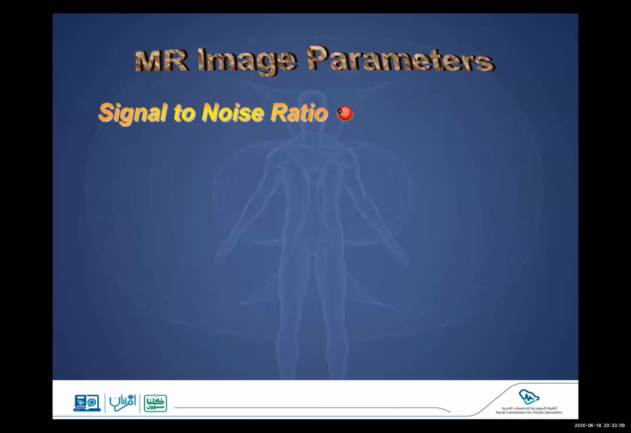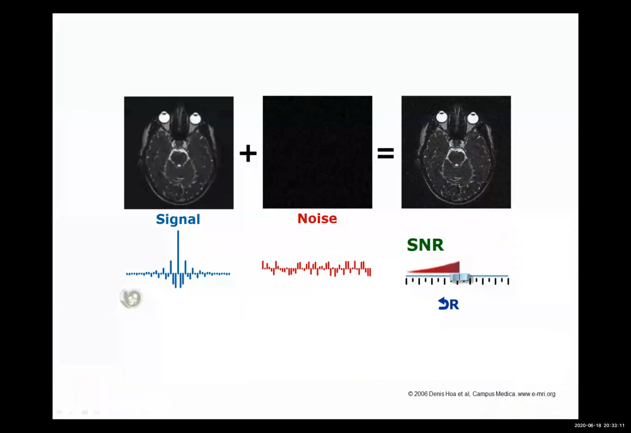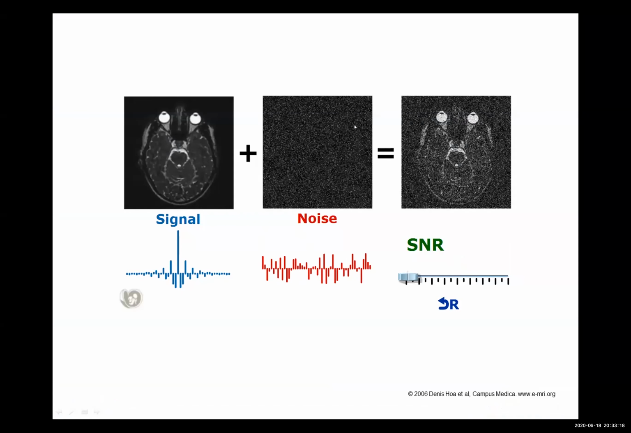So let's see this example, that is usually what we say is the noise. For example, you see those white dots in your image, this is the noise, and this is the real image. So what we see normally is image plus noise.